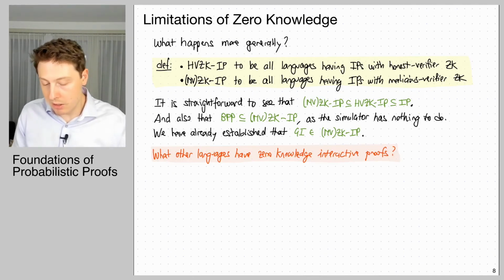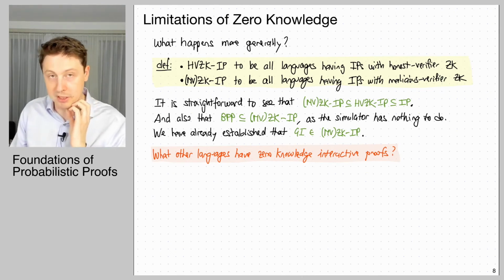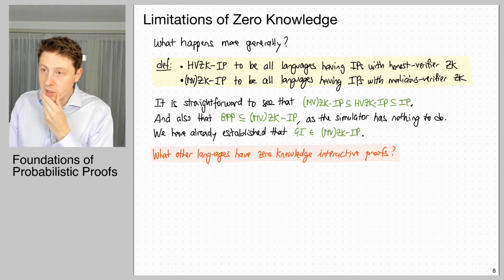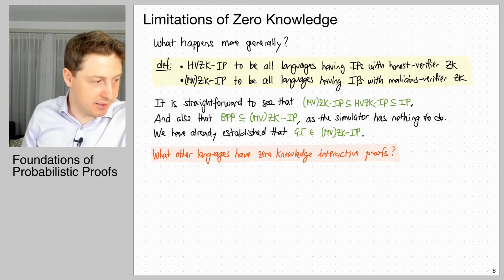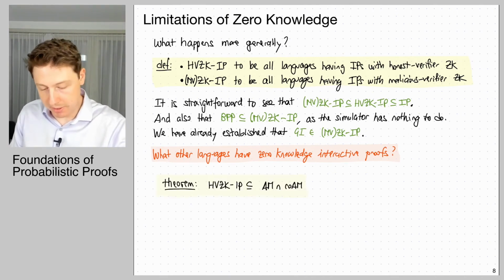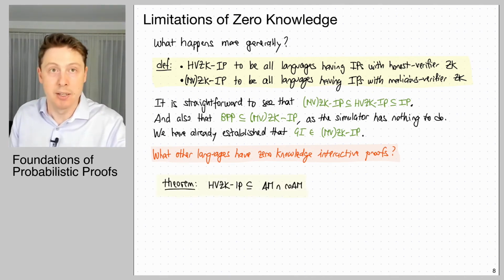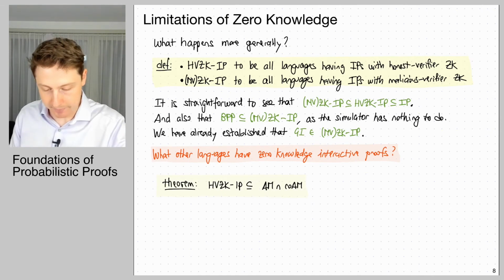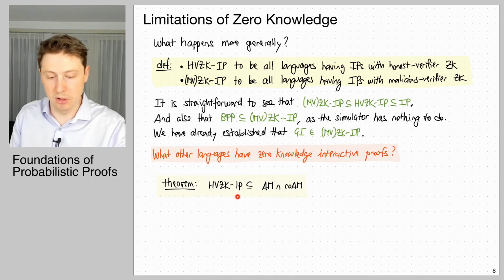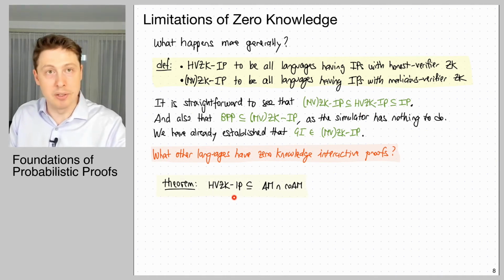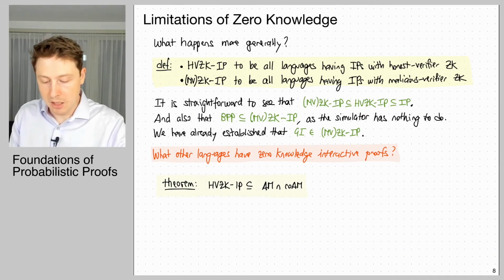So you can ask, what other languages have zero-knowledge interactive proofs? We do have a pretty good understanding of the answer to this question. Here it is. This is something I will not be proving. It's a pretty technical result. But let me parse it for you so we understand the consequences. Here we're saying, let's study the more relaxed notion of honest verifier zero knowledge, the bigger of the two classes, and say bad news about it. Why is this bad news?